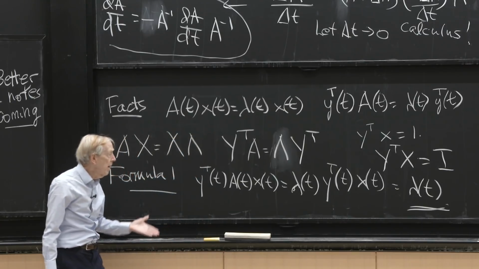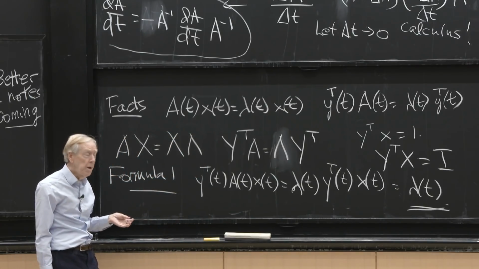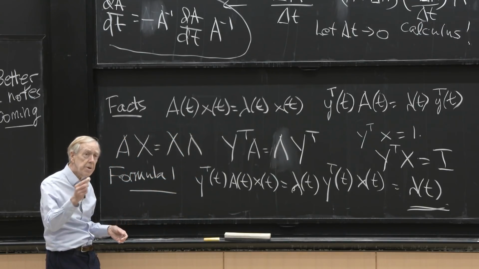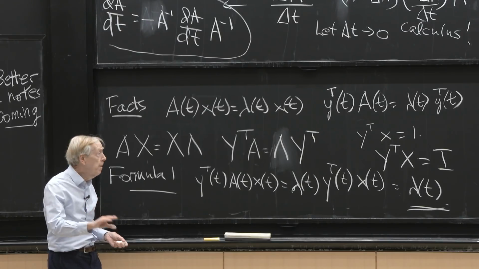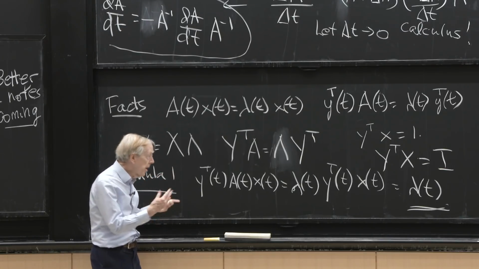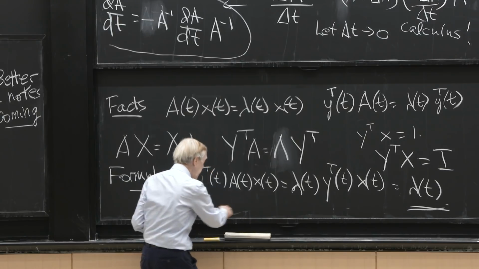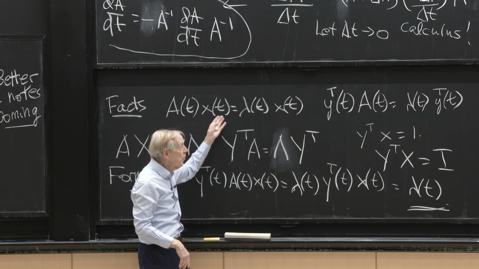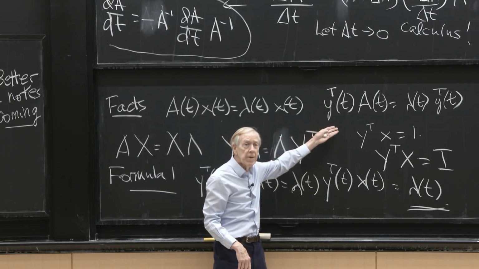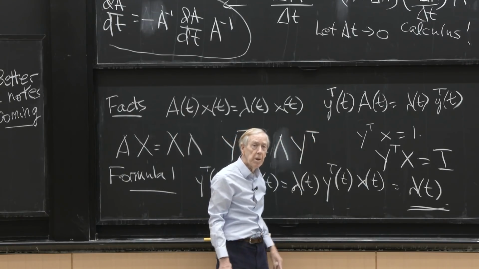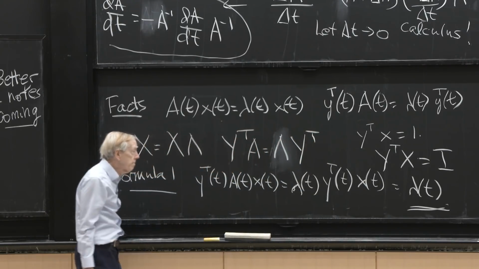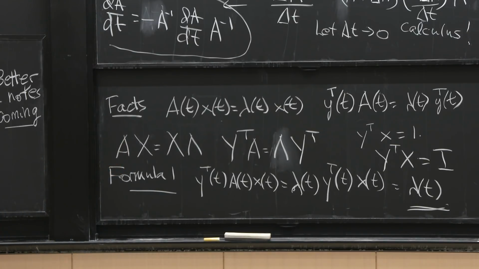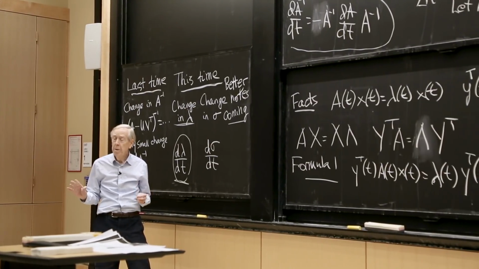So in other words, I have a formula for lambda of t. The eigenvalue, as time changes, the matrix changes, its eigenvalues change according to this formula, its eigenvectors change according to this formula, and its left eigenvectors change according to that formula. So everything here is above board. And now, what's the point?